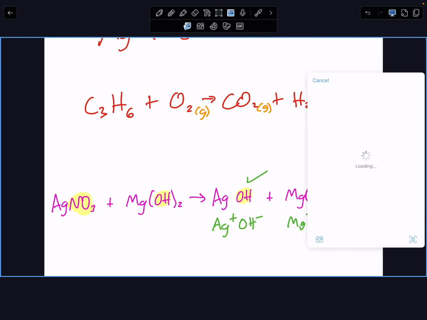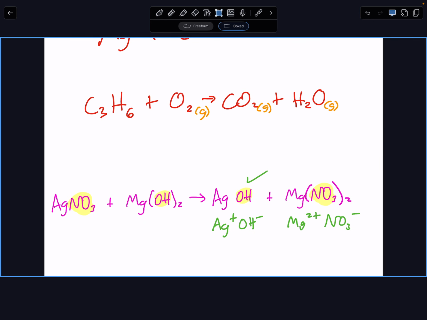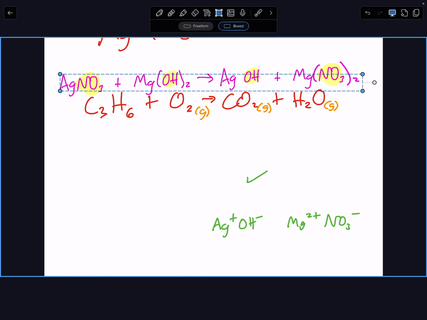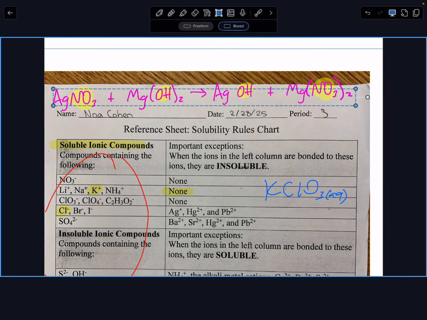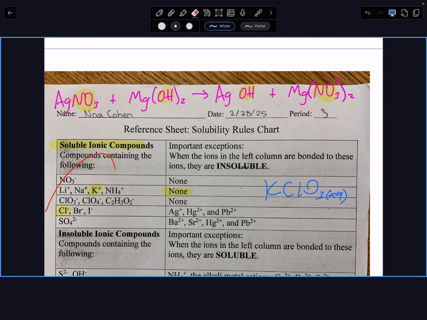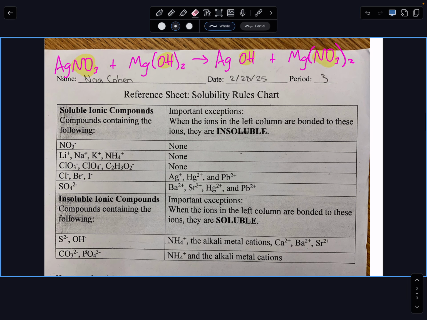Then if I go up here to my chart, let's do states of matter. AgNO3. Can you tell me the state of matter of AgNO3? Do you see Ag or NO3 anywhere here? Yes, the first one. What does it say about it? None. What does that mean? It's aqueous. So there are no exceptions, right? So aqueous. Okay.